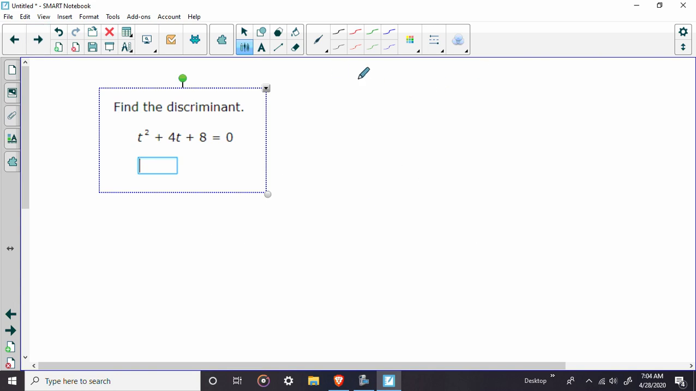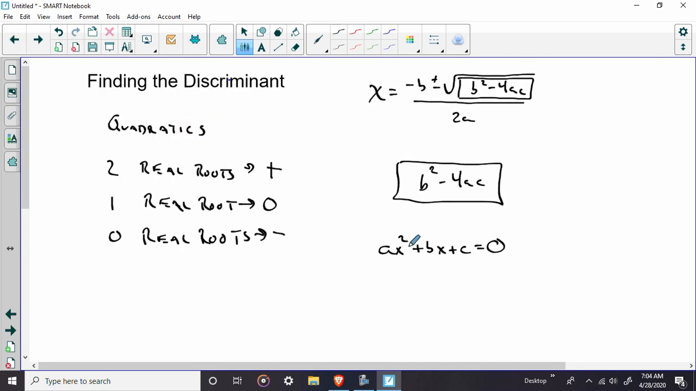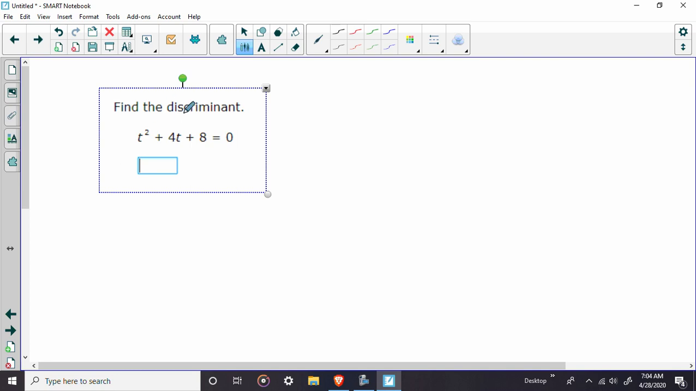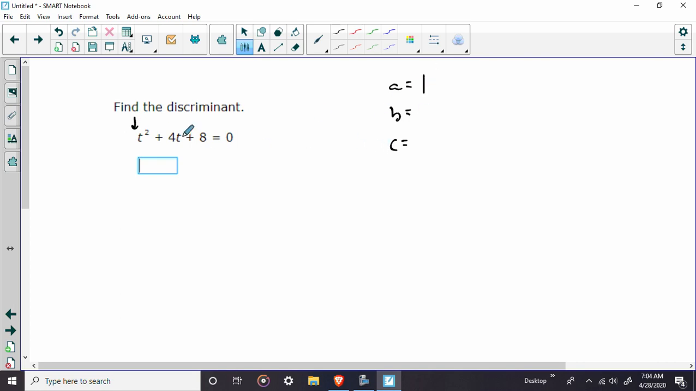Okay, so they gave us this. It's in standard form, right? I have a t squared, I have a t, I have a constant, it's equal to 0. Okay? We said x, but it can be whatever variable they want. So we want to know what's a, what's b, and what's c. Well, a is the coefficient here, which is 1, not 0, right? If there's no number there, it's a 1. Here, my coefficient is 4, and here my constant is c.